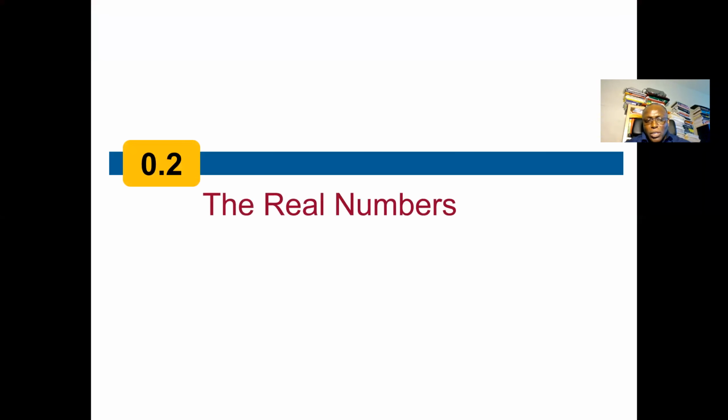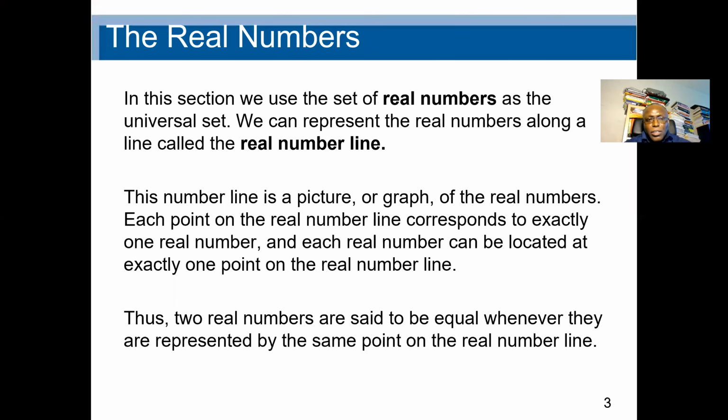What are real numbers? In this session, we use the set of real numbers as a universal set. And we can also represent the real numbers along a line called a real number line. Normally, real numbers will be numbers, for example, 1, 2, 3, up to any amount of values. So this number line is a picture or a graph of the real numbers.